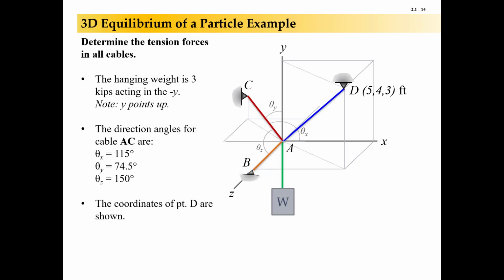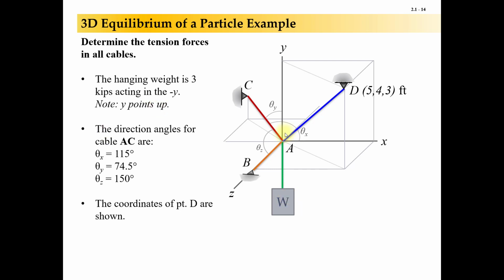All right, let's work an example of 3D equilibrium of a particle. We're being asked to determine the tension forces in all the cables. There are 1, 2, 3 cables here that are supporting this hanging cable right here that's got a weight at the end of it. The weight is 3 kips acting downward in the negative y due to gravity.